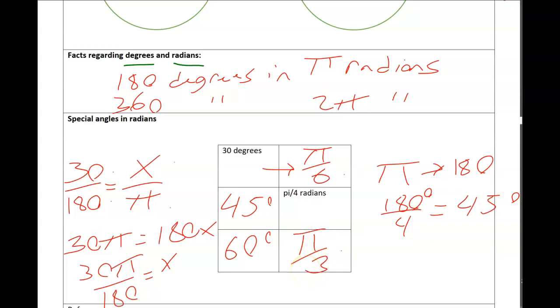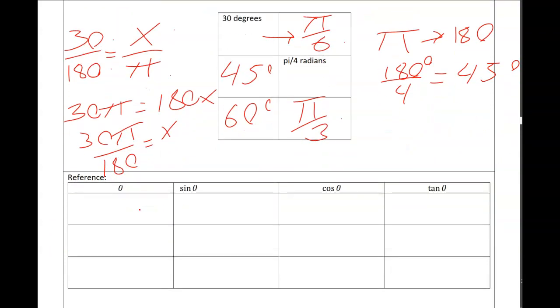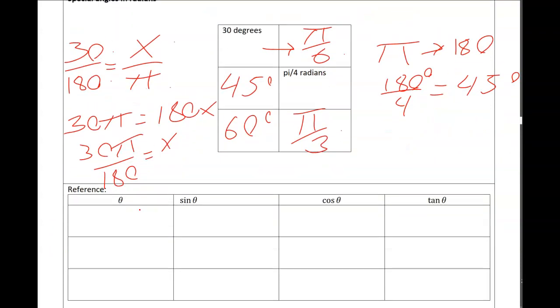And then the last thing, and you'll do this on your own because you already know how to do this, is a reference for our special angles. So our special angles now, instead of 30, 45, and 60, are going to be pi over 6, pi over 4, pi over 3 radians. And they're ugly written this way. It's less easy to think about pi over 4 than it is 45 degrees, but the results are the same.